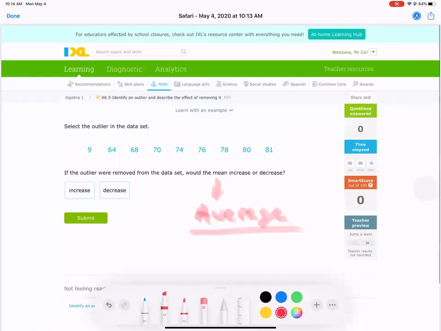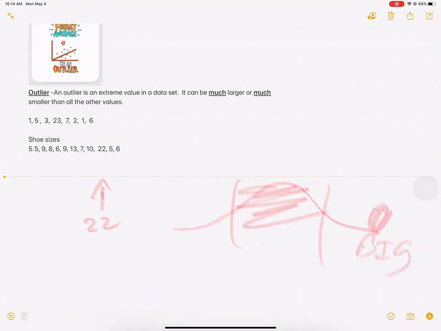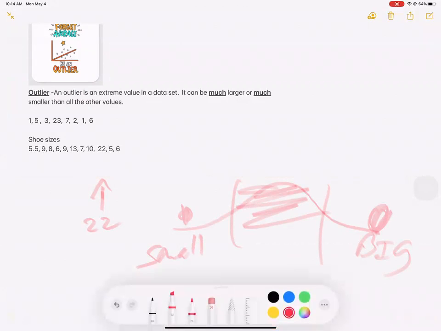So let me give you guys a picture of this quickly. If I give you a set of numbers and the average, that's the average, right? This is kind of where all the numbers are. An outlier is a value that's really way too big or way too small. So what happens if I remove this outlier? What happens if I get rid of this guy?